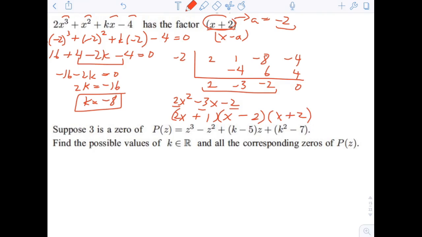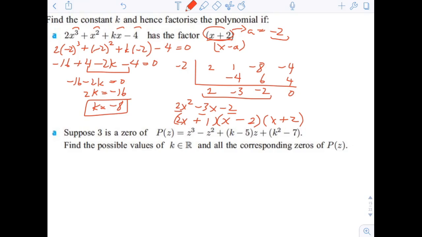So this is what they wanted us to factorize, right? Yeah, we factorized the polynomial. There's the factorized polynomial. And we found the constant k. It's -8.